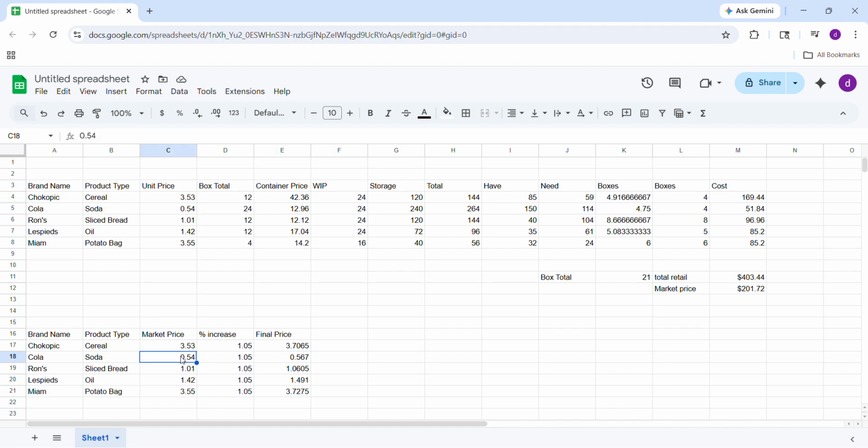We'll just make this more reasonable. We'll just say 3.20, 4.25, 6.50, and we'll keep that 3.55. I don't care. So this will be what you're typing in.